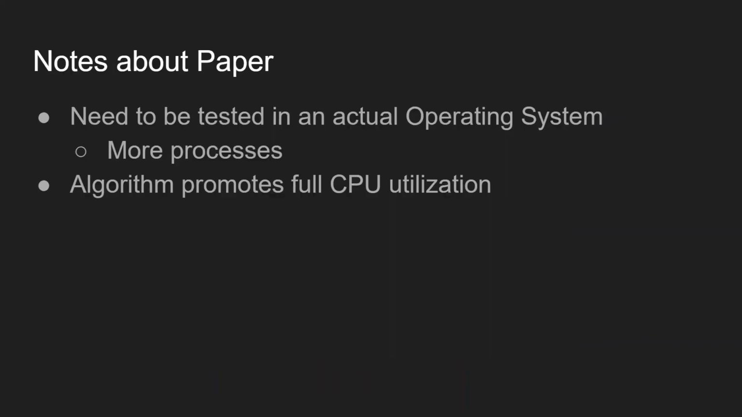All right, just some quick notes about this paper. You'll probably note this about a couple of the other papers as well. There's a need for these algorithms to be tested on actual operating systems. This is to ensure that the analysis provided in the papers will hold when there's a large number of processes on the ready queue. Similarly, we can also see from this analysis that the algorithm promotes full CPU utilization. That is, the CPU is processing a job at all times, which is inherently what the scheduler's job is to do.